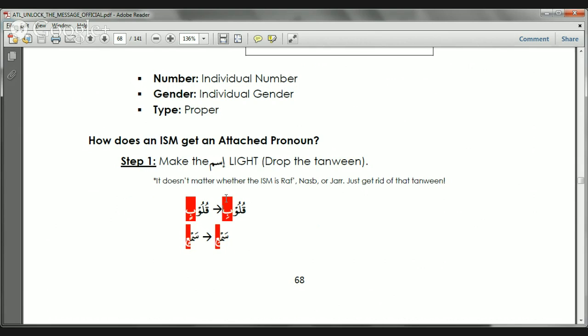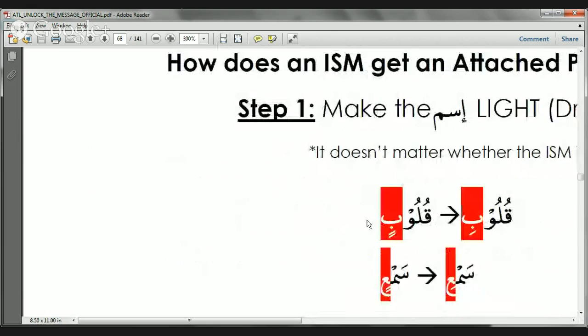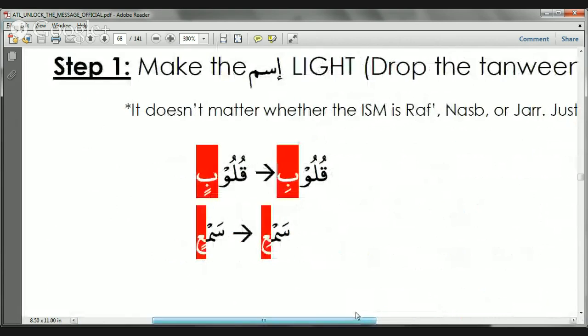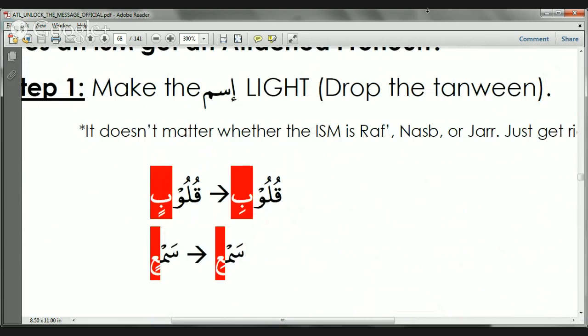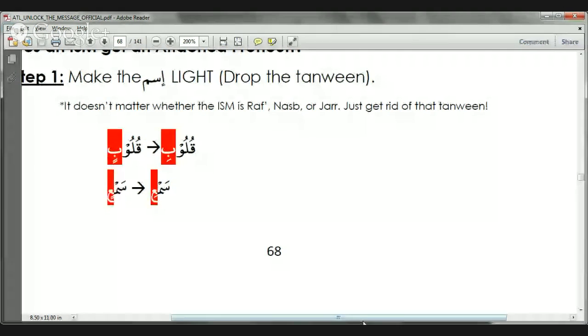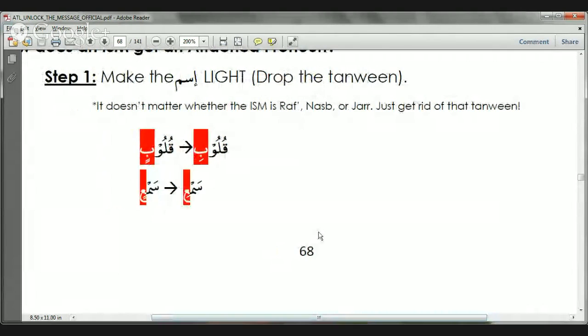So for example, let's look at qulub. Now qulub is not a singular noun, rather it is a what? Plural. But I'm just using it as an example. The example here is qulub. Now what do I want to do? Step one is make the ism light if I'm going to attach a pronoun to it, i.e. an attached pronoun. So number one, drop the tanween, make the ism light. It doesn't matter whether the ism is rafa, nasab, or jar, just get rid of the tanween. Whether it's in, an, it doesn't matter, get rid of the tanween. That's the first thing you want to do.